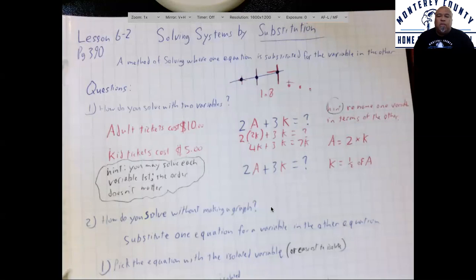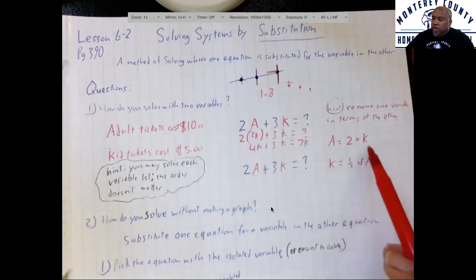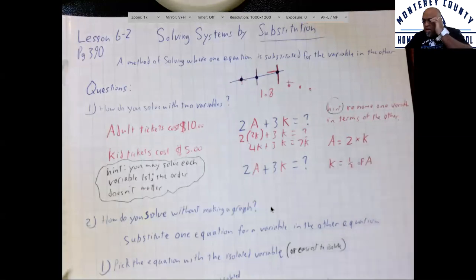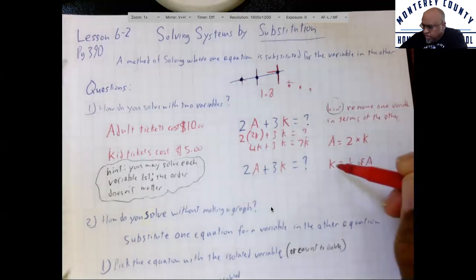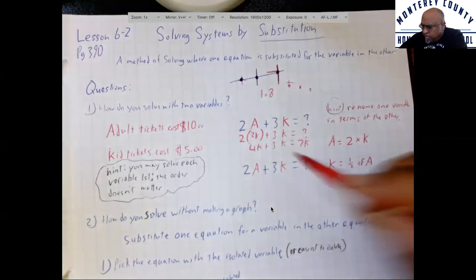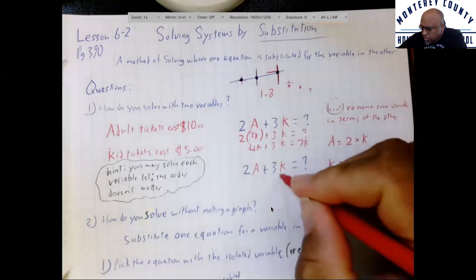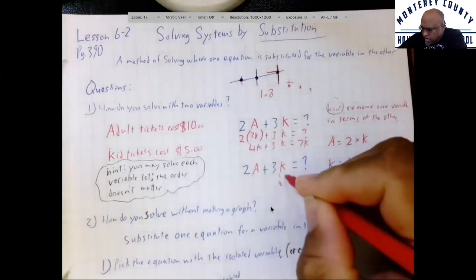So all you're doing is just renaming one value in terms of the other, okay? 100 pennies is $1, and one adult ticket is 2 times a kid ticket, okay? Now, let's go ahead and solve this a different way. So the kid ticket is 1/2 of the adult ticket. So instead of K, I can call it 1/2 A.